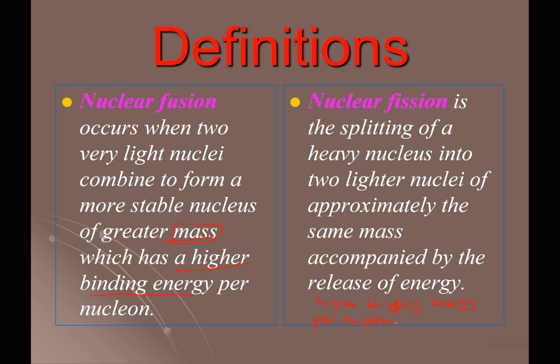Fusion: two light nuclei combine to form a more stable nucleus with a higher binding energy per nucleon. Fission: a heavy nucleus splits to form two lighter nuclei of approximately the same mass and a higher binding energy per nucleon. Either way, fusion or fission, energy is being released, and the resulting nuclei have a higher binding energy per nucleon. So that is the difference between the two.